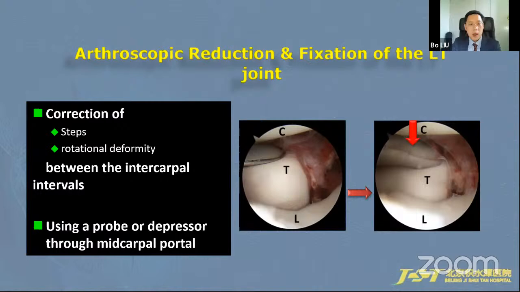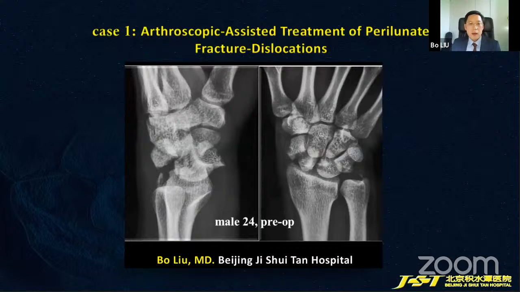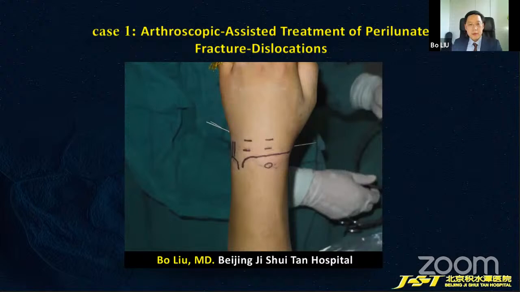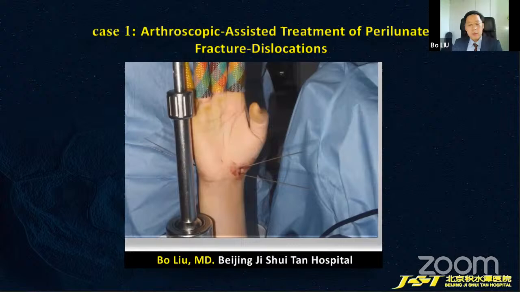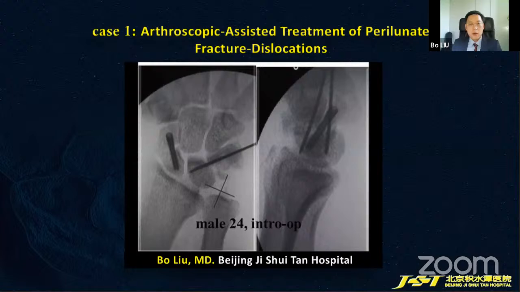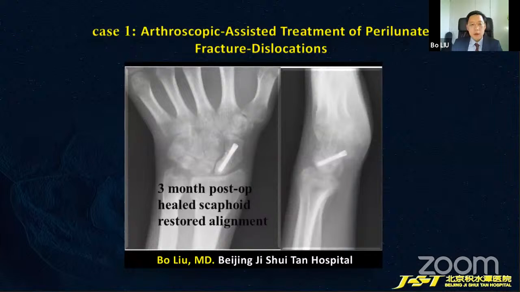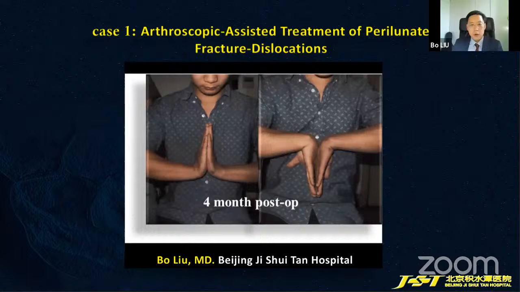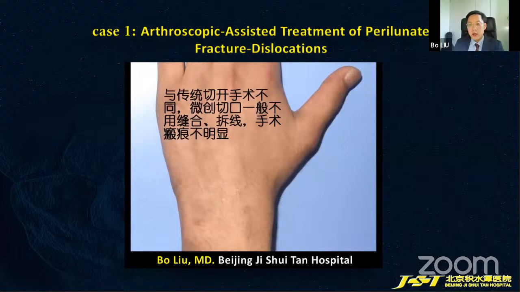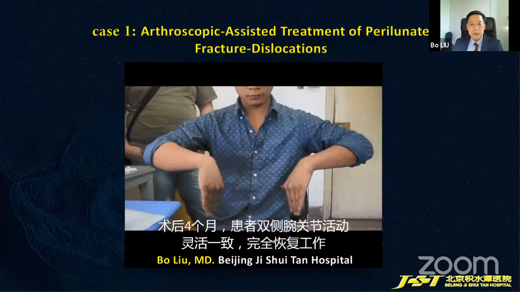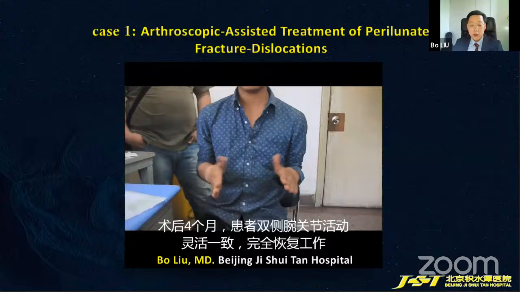This is a typical perilunate injury, a young gentleman with high energy trauma. After the closed reduction, you can see that all the procedures were done under arthroscopy and fluoroscopy control. This is immediately post-op. At 3 months post-op, the scaphoid fracture is healed and the alignment is restored. At 4 months post-op, you can find the function is very good. You cannot tell which side is operated on and there's no scar. It is quite rare to achieve this function when we did the open procedure before.